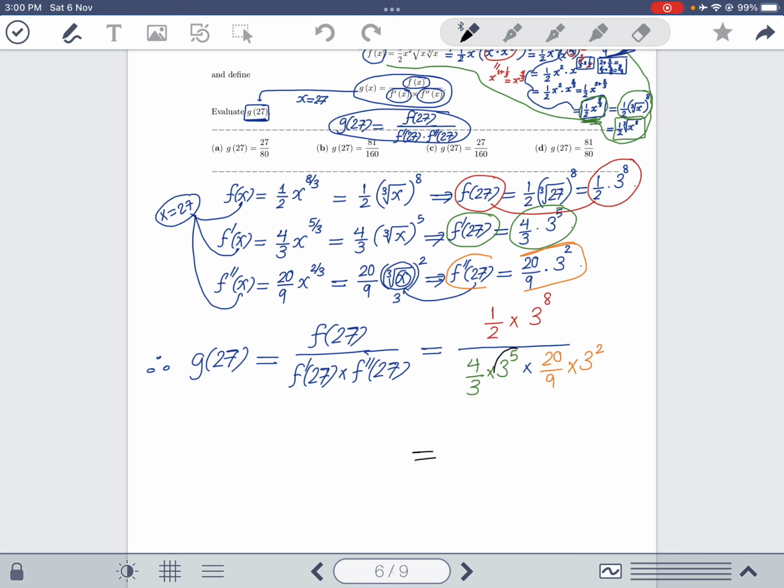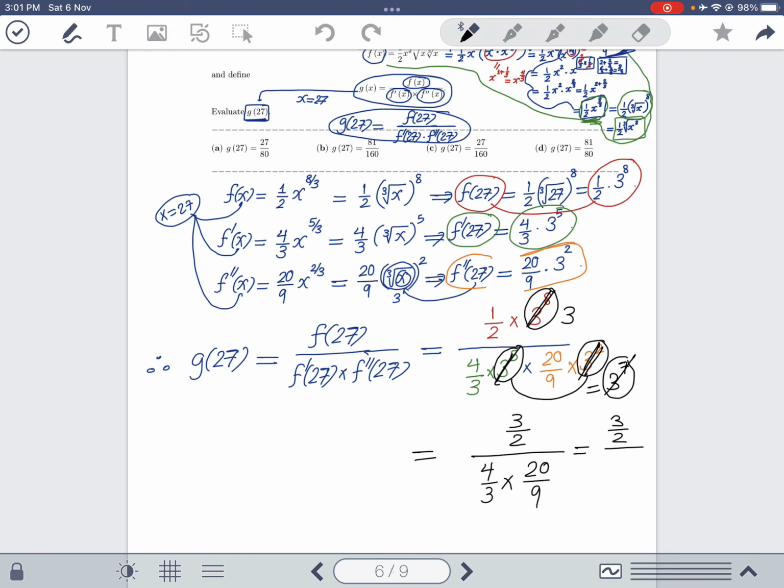Notice 3 to the 5 times 3 squared together, this will give you 3 to the 7. And because you have 3 to the 7 and here 3 to the 8, it will go away and you'll have just 3 left. So now you can take this with this and just have 3. So this will become 3 over 2 up, and then 4 over 3 times 20 over 9. So it is 3 over 2 over 4 times 20 is 80 over 3 times 9 is 27.